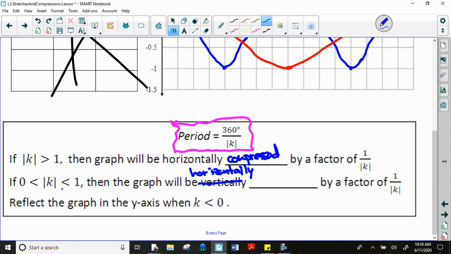And then if you've got a k value that's a fraction, the graph is going to be stretched. And then if it's negative, it's a reflection, which just means it flips from left to right. You're flipping it around the y-axis.